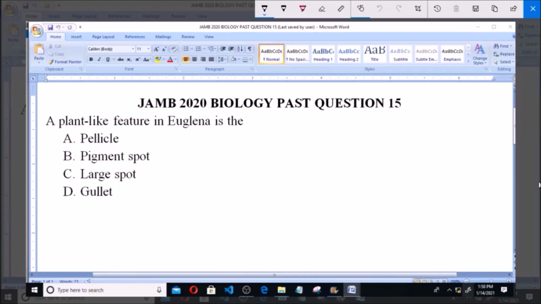I will be answering JAMB 2020 Biology Past Question 15. A plant-like feature in Euglena is the: A. pellicle, B. pigment spots, C. large spots, and D. gullet.